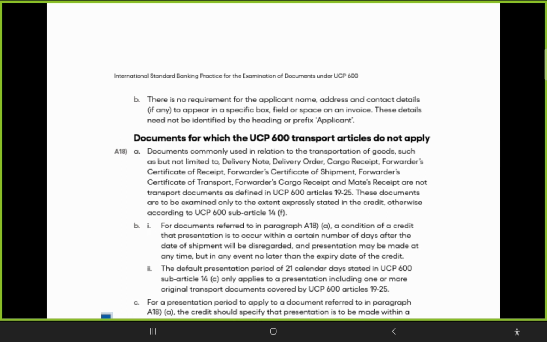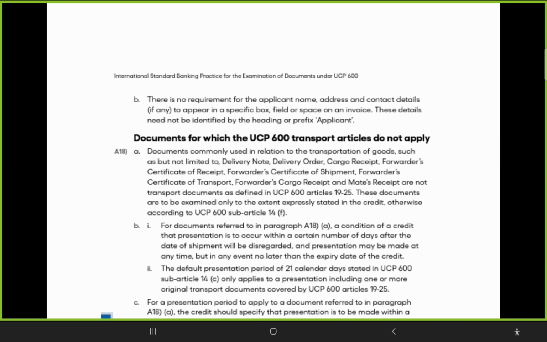If it is a C mode, they are going to get a bill of lading following this forwarder's certificate of receipt. So this can never be a transport document, right? So that's why all these documents, if it is called for, we cannot treat that as a transport document as per Article 19 to 25.